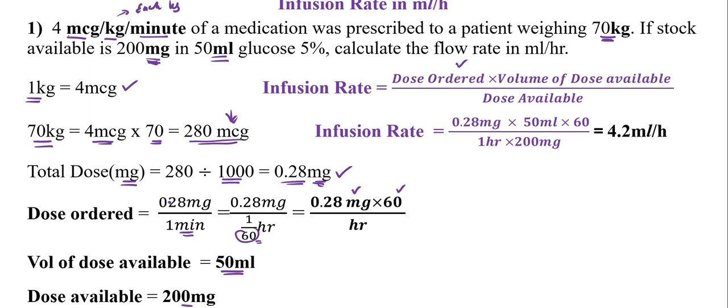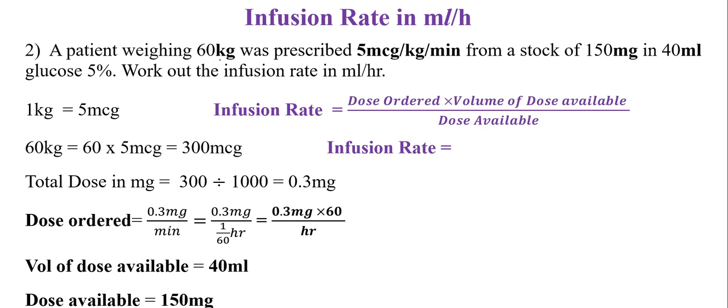So by substitution, the dose ordered will be 0.28 milligrams per hour times the volume of dose available, 50 milliliters, and the 60 is coming from the conversion of the minutes into hours, and then the dose available will be 200 milligrams. The milligrams will cancel the milligrams. So the overall unit will be milliliters per hour. This calculation will yield 4.2 milliliters per hour.